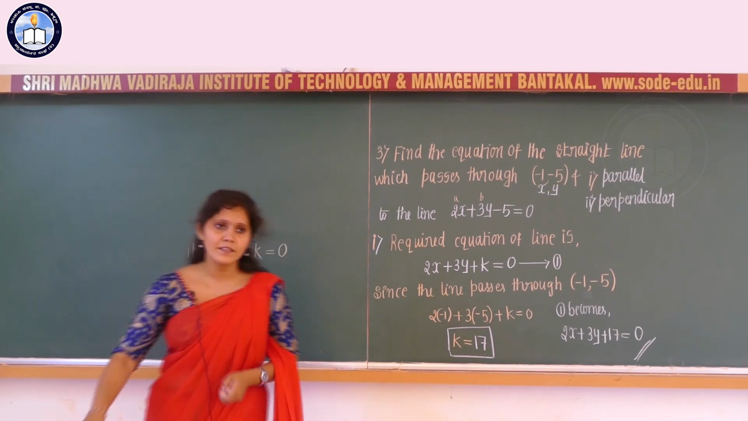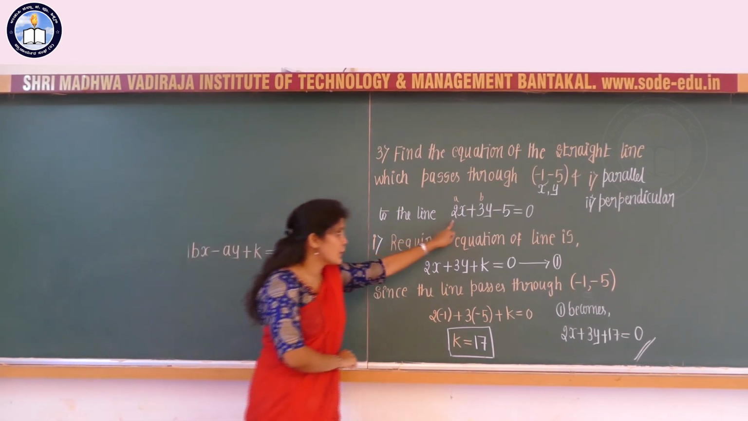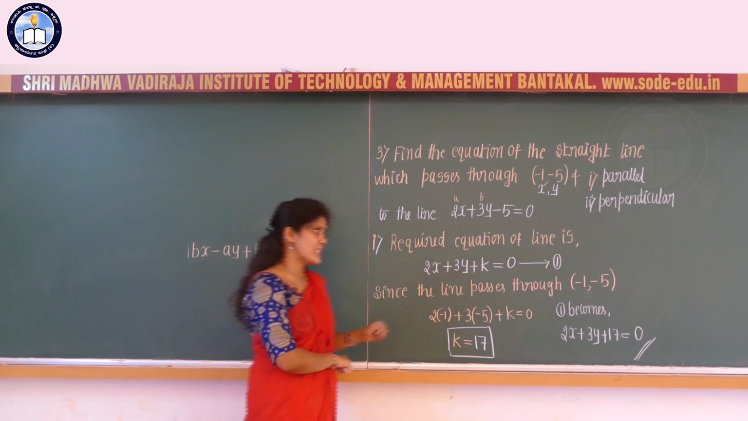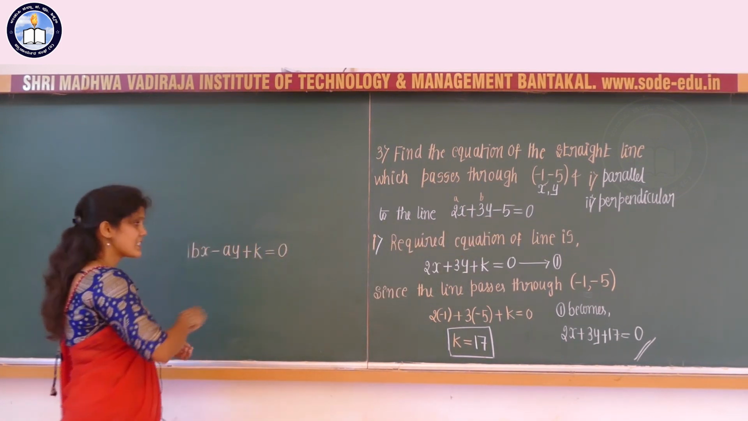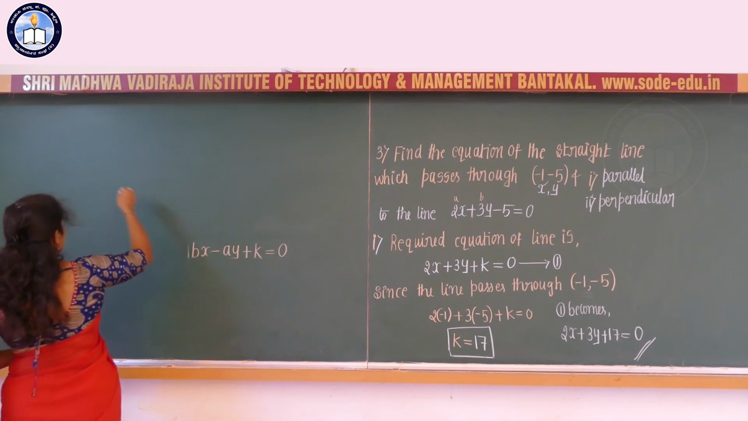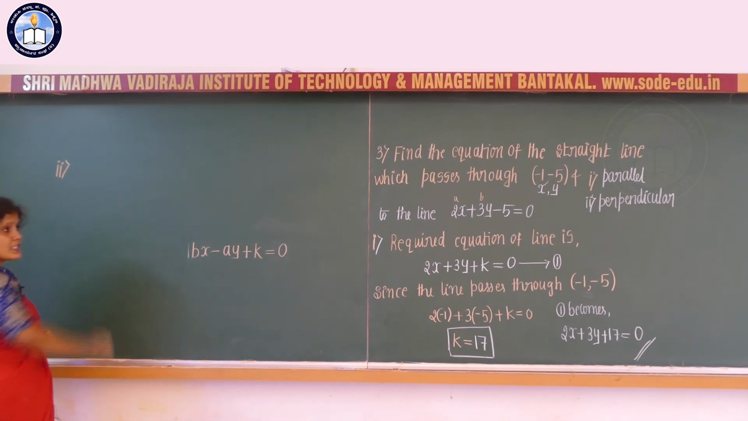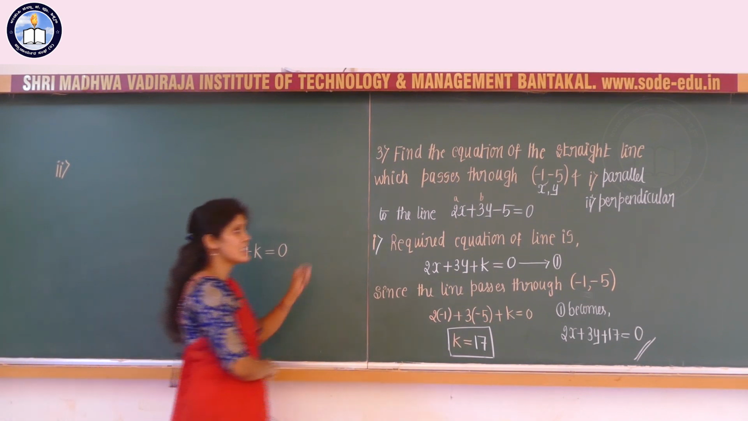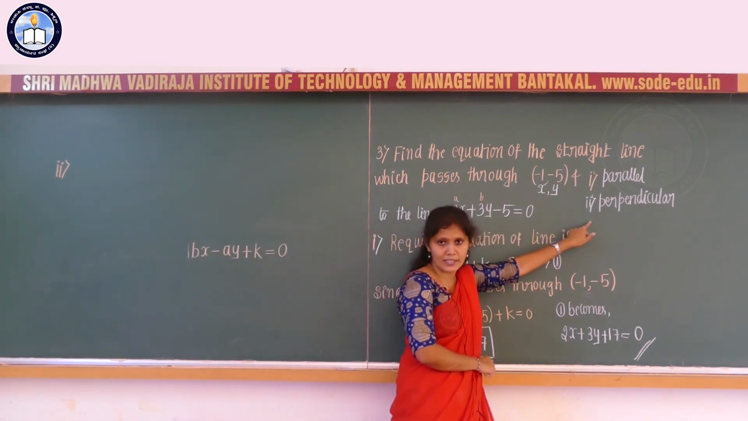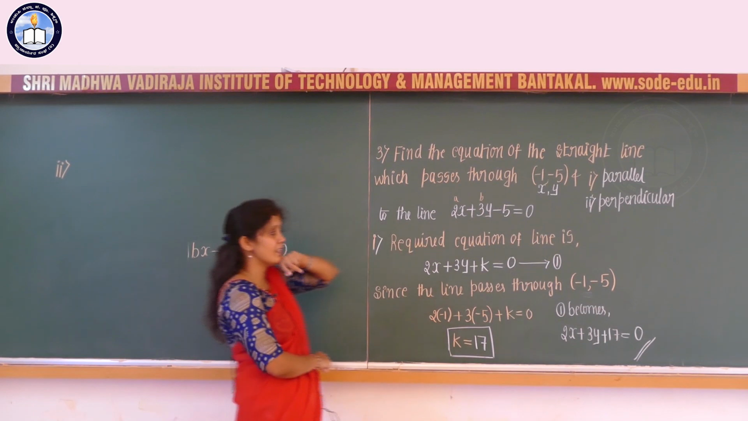That is the line which is parallel to 2x plus 3y minus 5 is equal to 0. So let's write the solution for the second question. What is the second question? The second question is: find the equation of the line which is perpendicular to the given line.